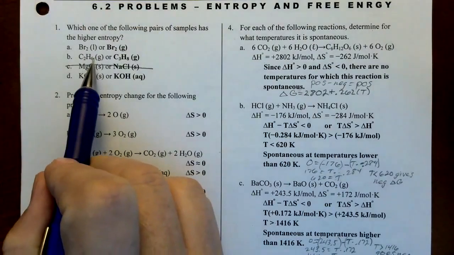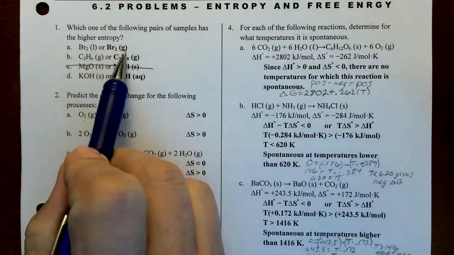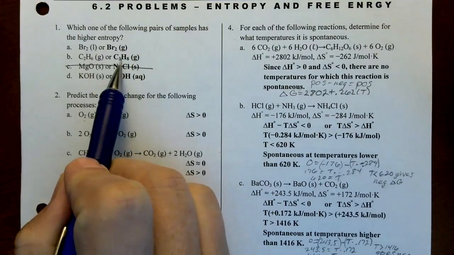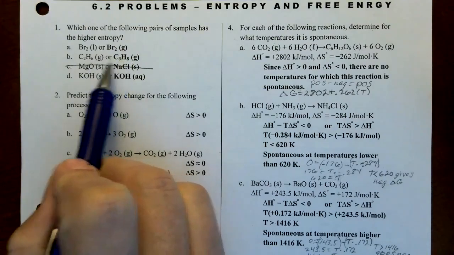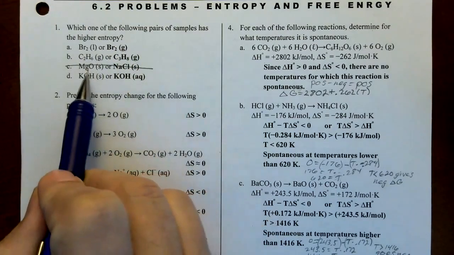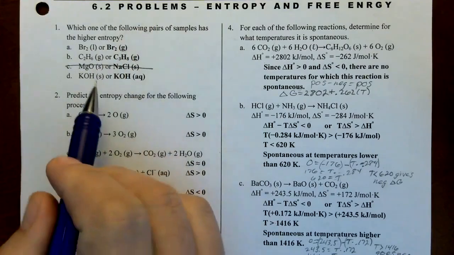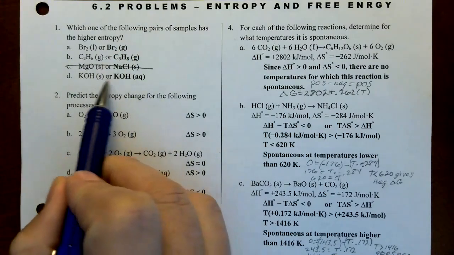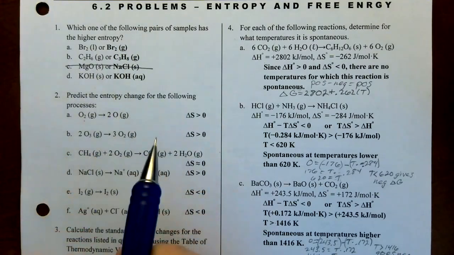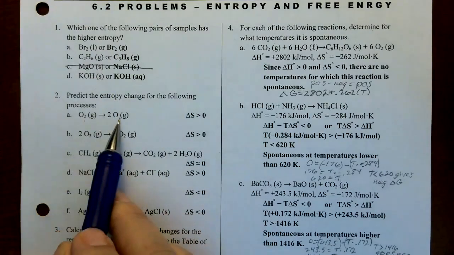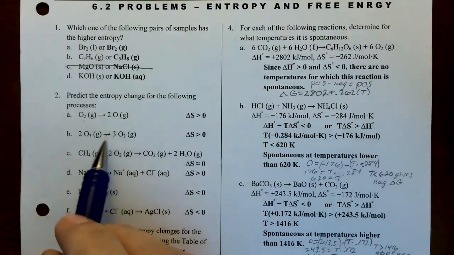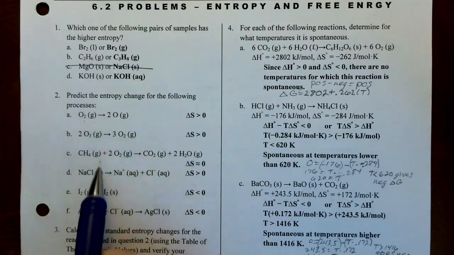Number one, which one has more entropy, a gas or a liquid? I guess this one has more atoms in there than that one, so maybe you could say that. I think C is worth skipping. Aqueous is more spread around than solid for sure. This has more gas molecules. That's an increase in entropy. More gas molecules is an increase.